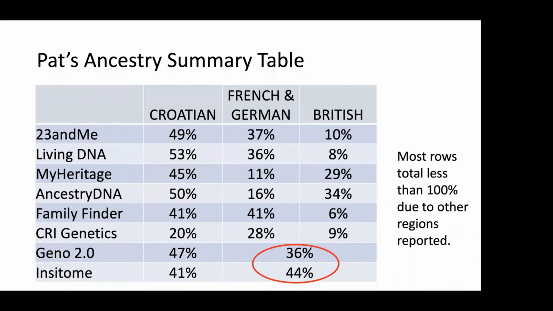Here's a table to summarize Pat's results for her 3 known ethnicities on all 8 tests. Many of the rows total less than 100% because most tests also reported DNA from additional regions. Geno 2.0 and Insotomy could not even distinguish French and German from British. They just reported very broad regions called Western Europe or Northwestern Europe. There's a lot of detail here. Now I'm going to leave this table up for a while and proceed slowly as I direct your attention to different parts.